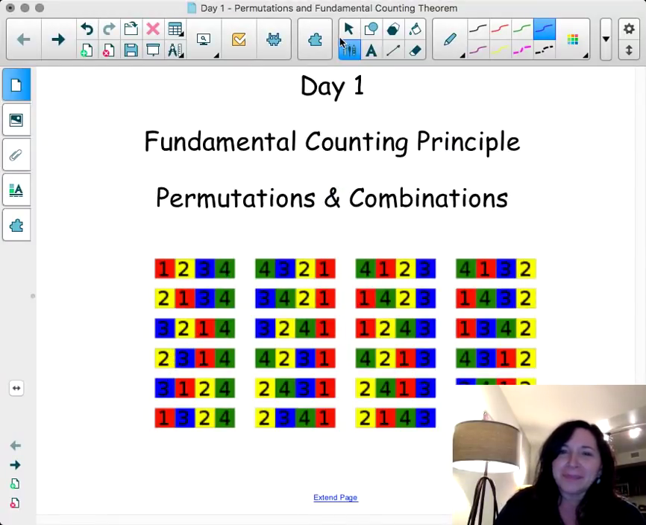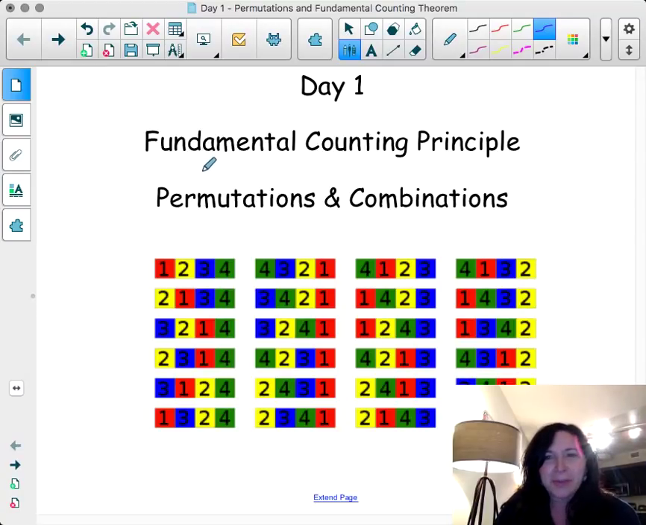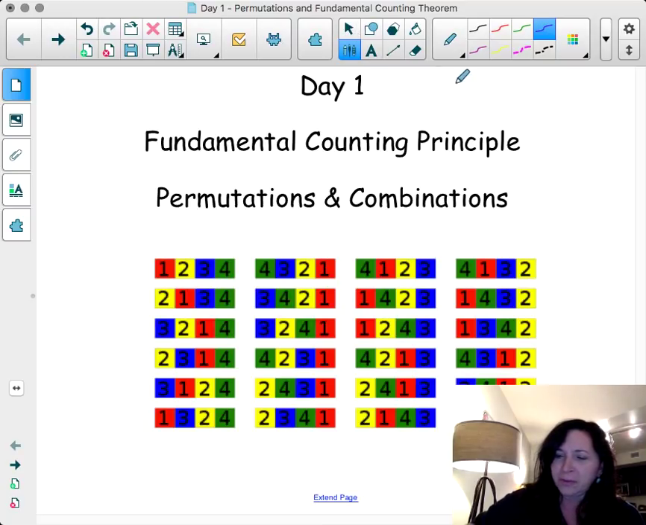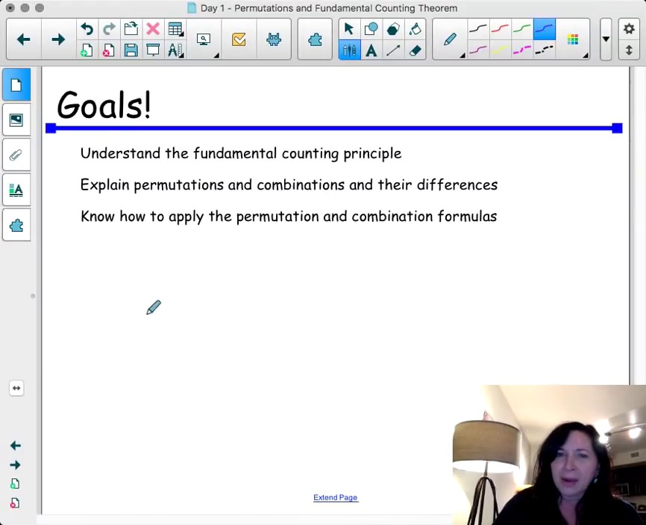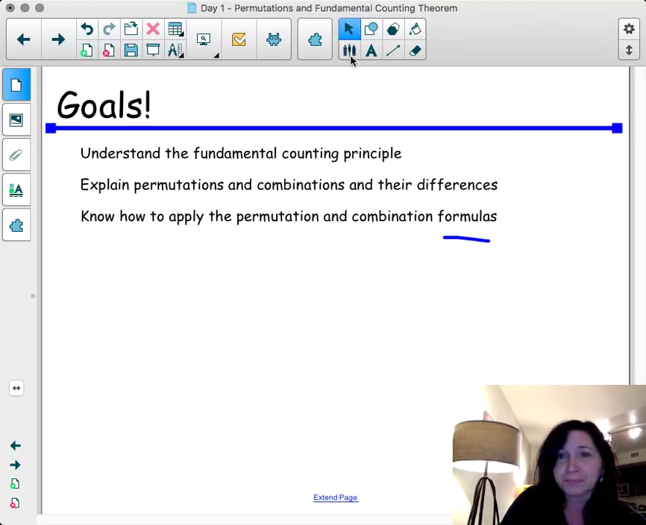Anyway, let's get started. This is the fundamental counting principle, permutations, and combinations lesson. So what we're going to do is I'm going to introduce you first to the fundamental counting principle, then we're going to talk about permutations, and then lastly combinations. And we're going to talk about the formulas that both of those have, and hopefully you'll be able to apply those by the end of the period.